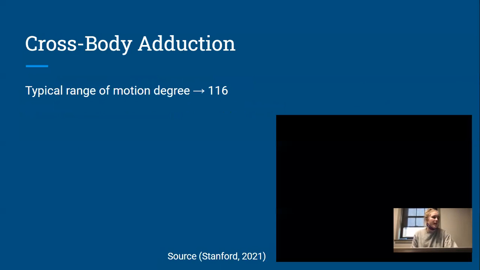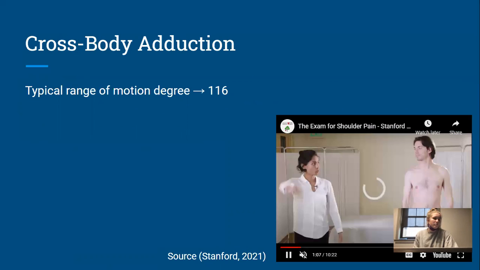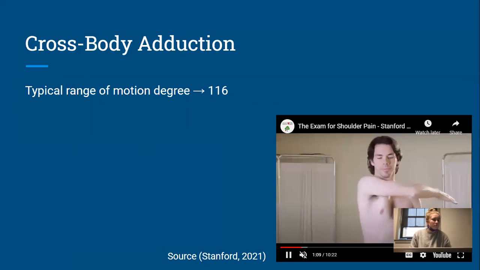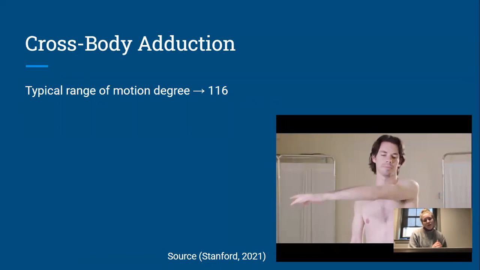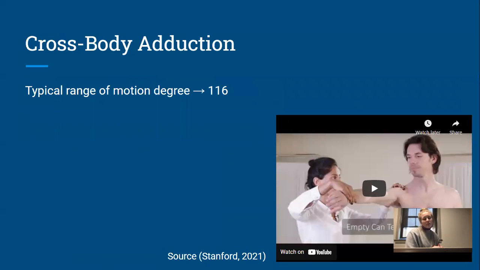Next is cross-body abduction. You'll have the patient flex their upper extremity forward to 90 degrees. From this position, you'll ask the patient to adduct their shoulder by moving the arm horizontally all the way to the other side. The typical average for cross-body abduction would be around 116 degrees.